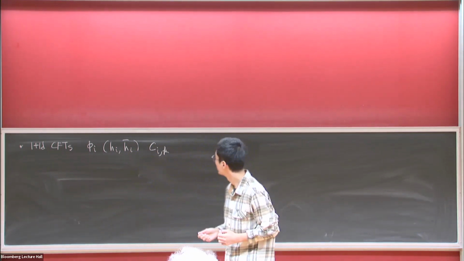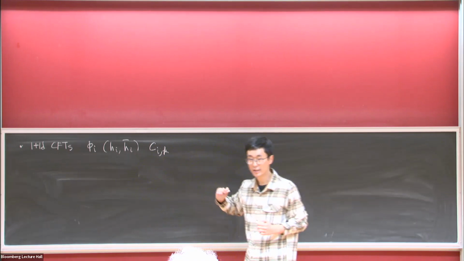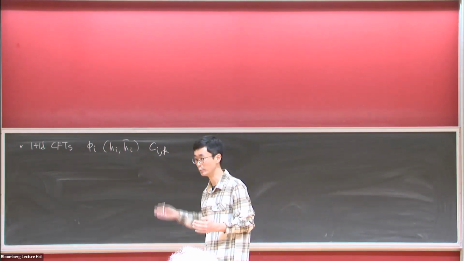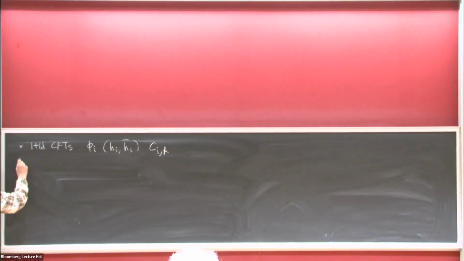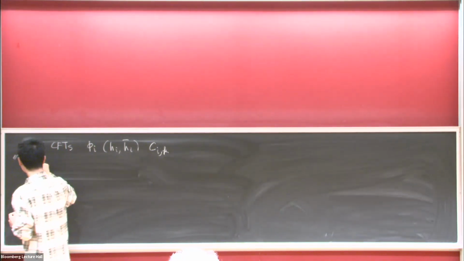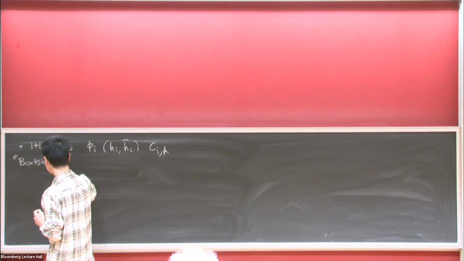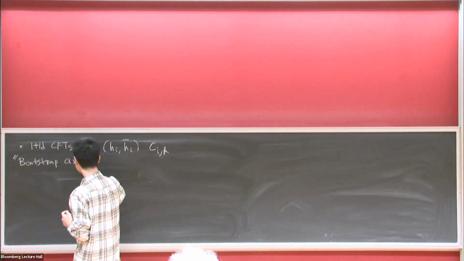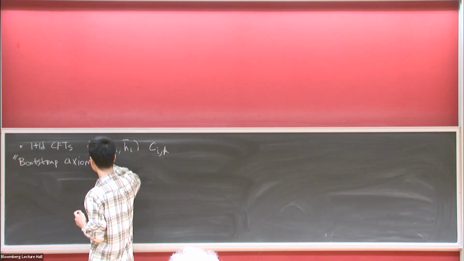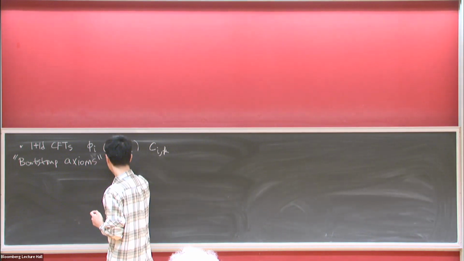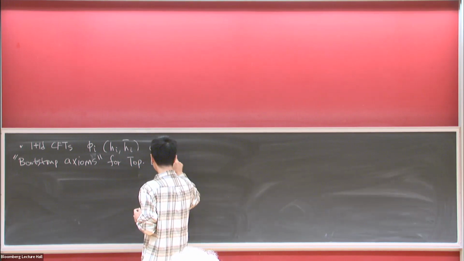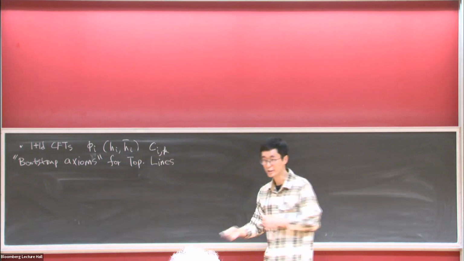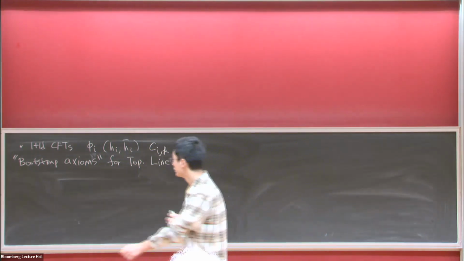So in other words, when I'm given this abstract CFT data, how do you know there are topological line operators in this theory? So if you like, I want to give you, say, bootstrap axioms for topological lines. What are the minimal requirements that you want to impose on these topological lines?